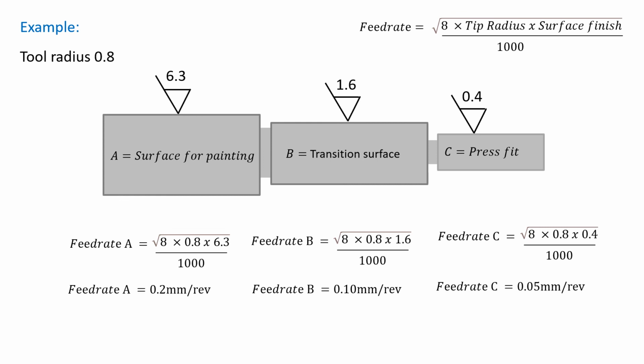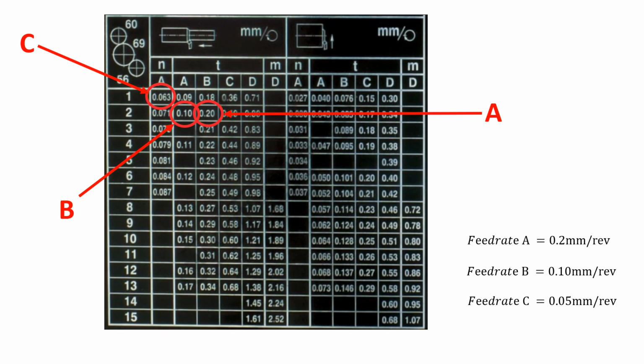Here we can see a shaft with multiple diameters and multiple surface finishes. If we apply our feed rate formula for each one of the diameters, we can see that we can calculate the specific feed rates that we'll need for each diameter to get the correct surface finish. Returning to my lathe feed rate chart, I've selected the settings closest to the ones that I calculated using my feed rate formulas.